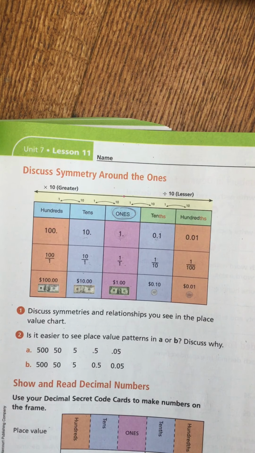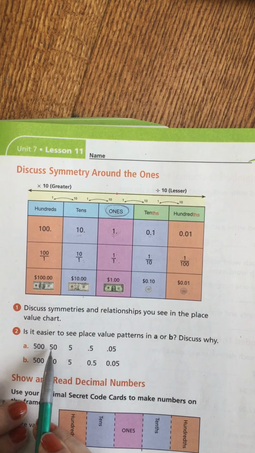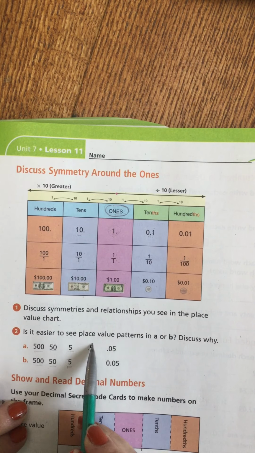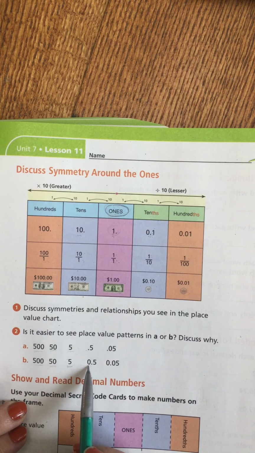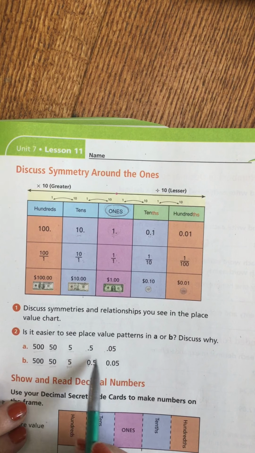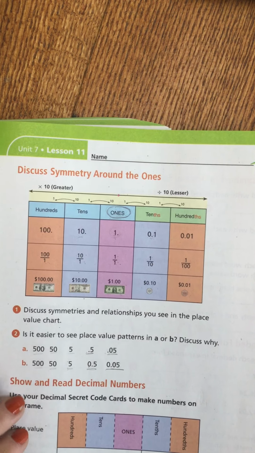Now, the second question is, is it easier to see place value patterns in A or B? Discuss why. So A, if you look at this, the 500 is the same, the 50 is the same, the 5 is the same, but this is where it starts to change. There's no 0 in front, but there's a 0 here. Just like there's a 0 here and a 0 here. Realistically, this is the same thing as this, and this is the same thing as this.